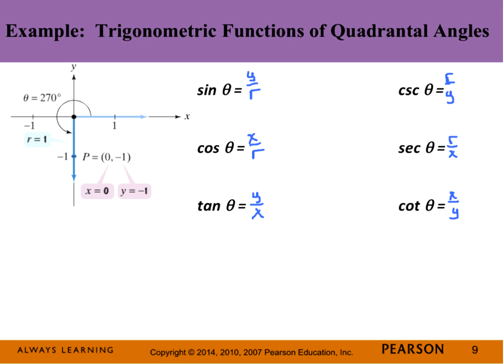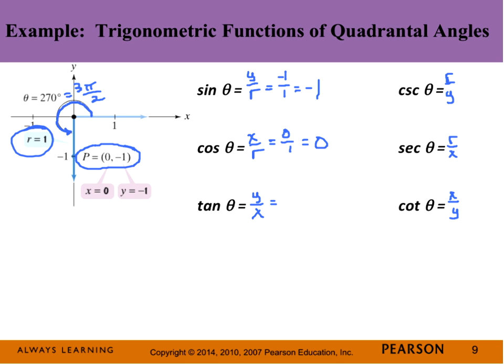All right, so we have point P, we have our 270-degree angle, which is equivalent to 3 pi over 2, and all the way around to the negative part of the y-axis. So that is the point (0, -1), and R is 1. So we have -1 over 1, which is -1. 0 over 1, or 0. -1 over 0, which is undefined. 1 over -1, which is -1. 1 over 0, which is undefined. And finally, 0 over -1, which is 0.